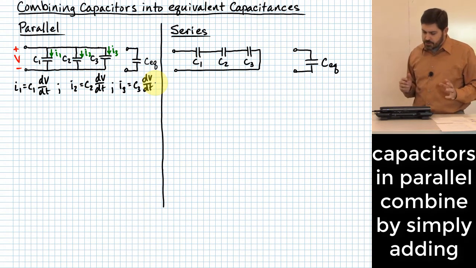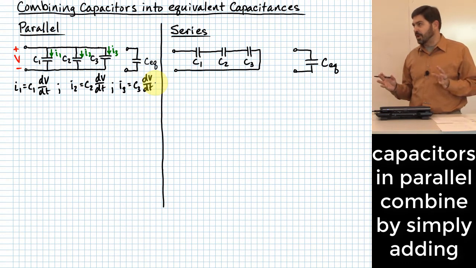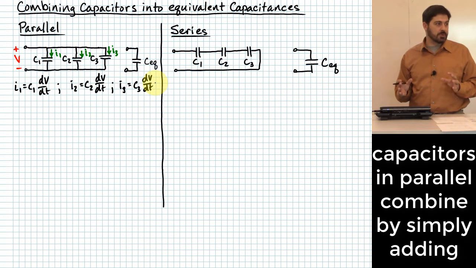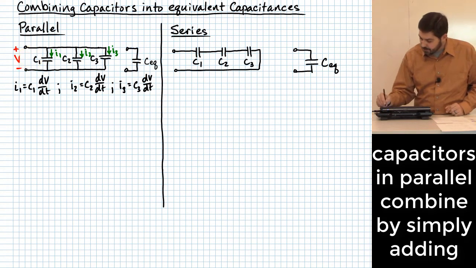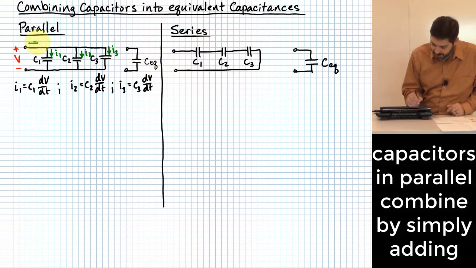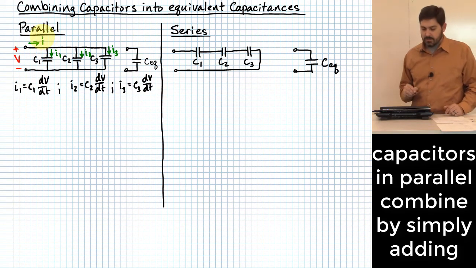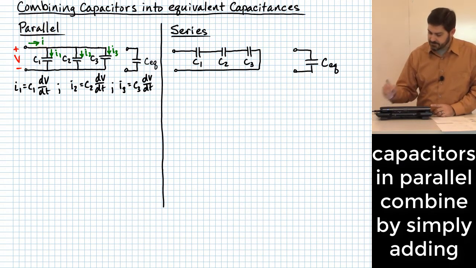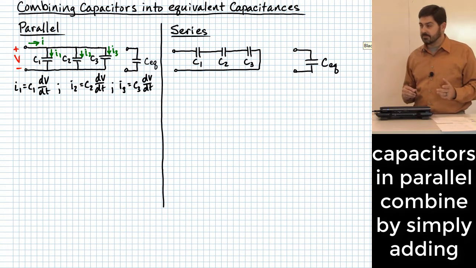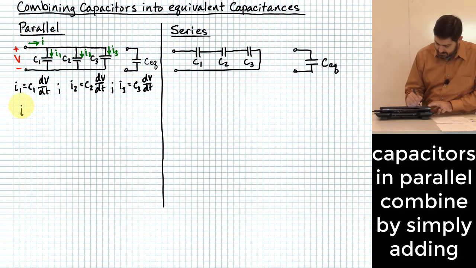Now, in order for two circuits to be equivalent to one another, they have to have a relationship that matches between voltage and current. So if I put a voltage of V across my original circuit on the left, it's going to result in some kind of a current that I'm going to call I. How does I relate to I1, I2, and I3? Kirchhoff's current law says I is going to be equal to I1 plus I2 plus I3.